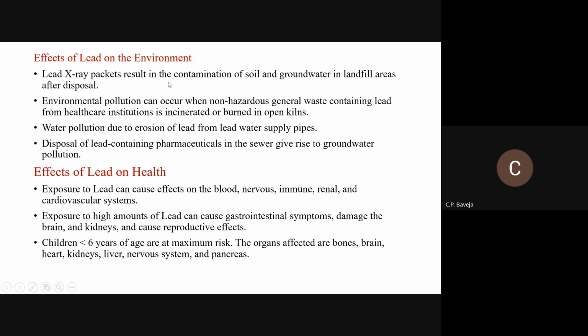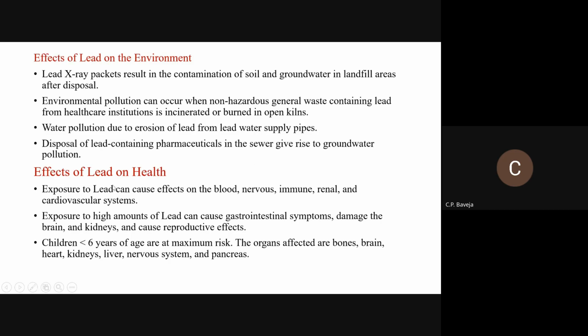Z X-ray packets result in the contamination of soil and groundwater in the landfill area after disposal. Environmental pollution can occur when non-hazardous general waste containing Z from the healthcare institution is incinerated or burned in the open. If it's burned, there is environmental pollution. Water pollution due to erosion of Z from Z water pipes, supply pipes, and disposal of Z containing pharmaceuticals in the sewer give rise to groundwater pollution.